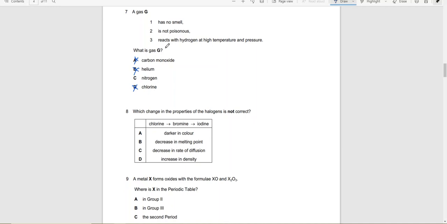Nitrogen is not poisonous. It doesn't have any smell. And it reacts with hydrogen to form ammonia at high temperature. So, answer would be C.